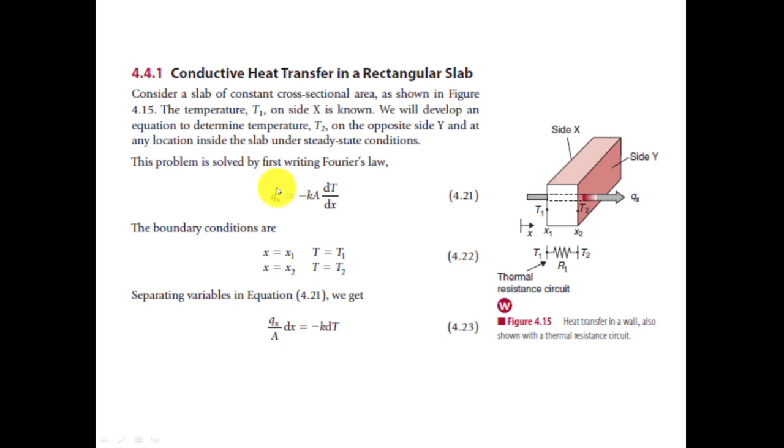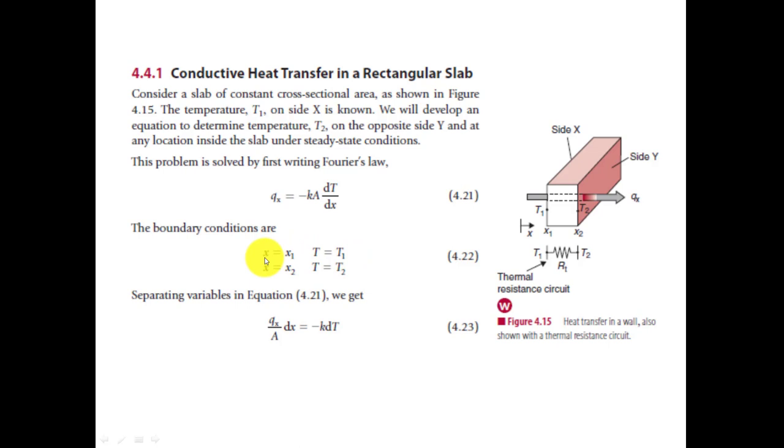Let me recall: Qx is the rate of heat transfer, and x indicates the direction of heat transfer. K is the thermal conductivity, A is the area, dT is the temperature difference, and dx is the thickness of this wall. Fine.